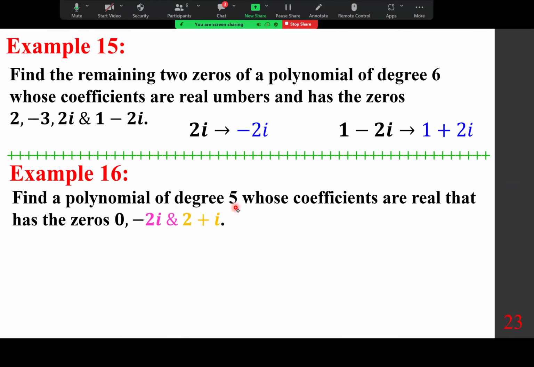Find the polynomial of degree 5 whose coefficients are real that has the zeros 0, minus 2i, and 2 plus i. So we start with 0, and f of x would be just x minus 0, or x, but I'm going to go with a times x because the coefficient may be anything. Minus 2i means also 2i is there, and of course, a zero at minus 2i gives us the factor x plus 2i. 2i is a zero, so times x minus 2i.